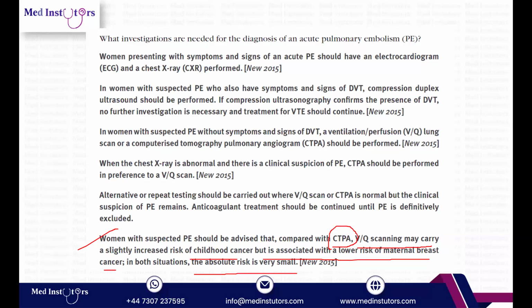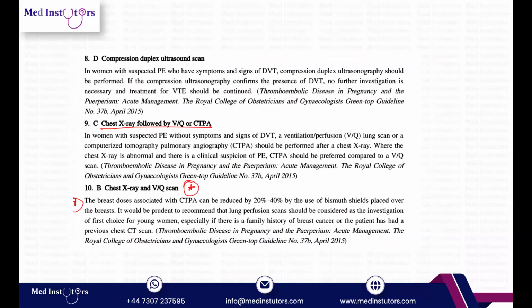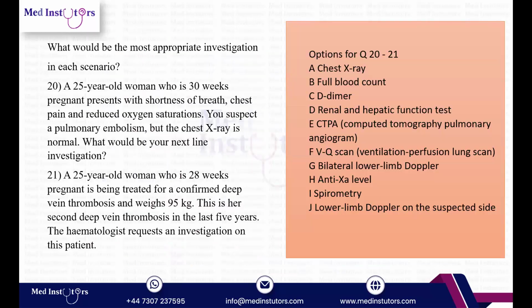I have a next question, so I'm not going to ask you all this. So first, this is clear. In women with suspected PE who have signs and symptoms of DVT, compression duplex ultrasound should be performed. Chest X-ray followed by VQ in a patient with suspected PE without symptoms and signs of DVT. A VQ scan or a computerized tomography pulmonary angiography can be done after a chest X-ray. You all have a question for this, so I'm just going to skim through. Next question.